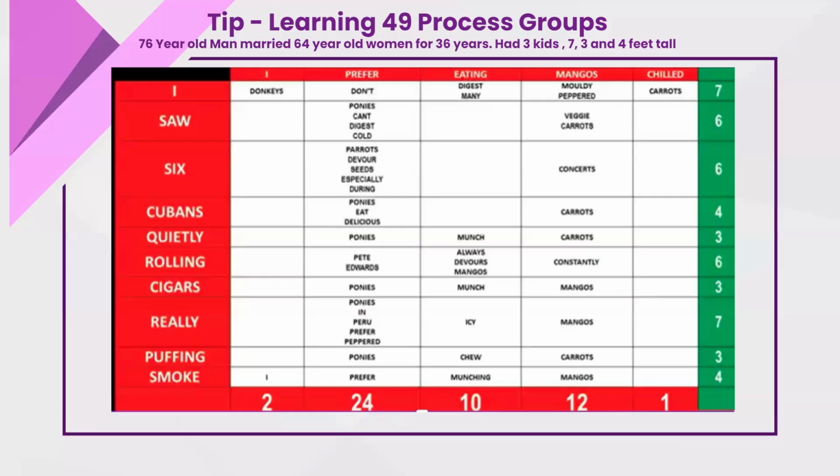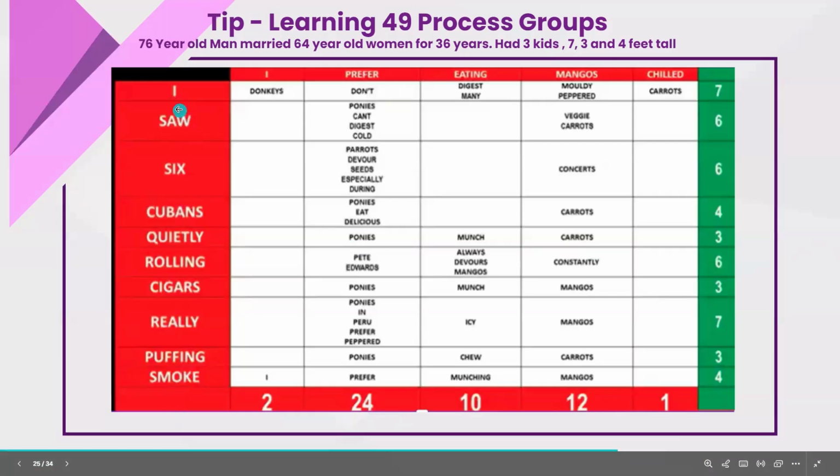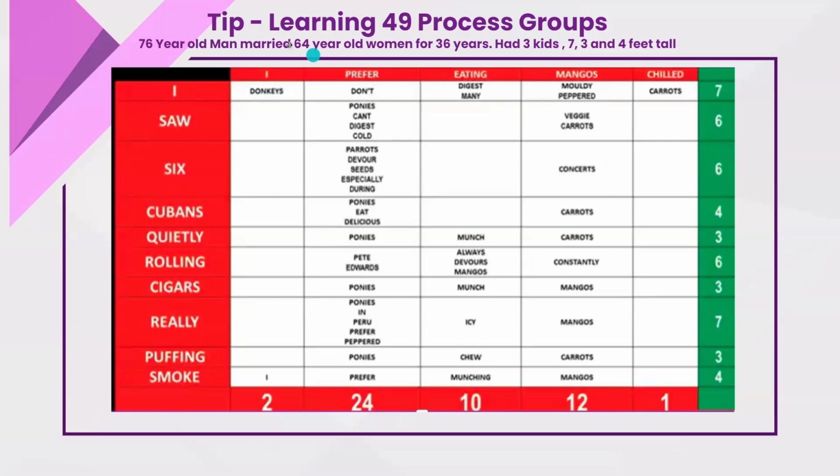Now, how I have memorized it is here. I saw 6 Cuban quietly rolling cigar, really puffing smoke. This is one way I can memorize the knowledge areas. Another one that people memorize is: I saw 6 cats quietly running, carrying risky pink socks. So: integration, scope, schedule, cost, and so on. Now for the process groups, the flow is easy and natural. It comes with a natural rhythm: I prefer eating mango chilled on the top, which is initiate, plan, execute, monitor, control, and close. And then notice the pattern in names. So this reduces memory load.